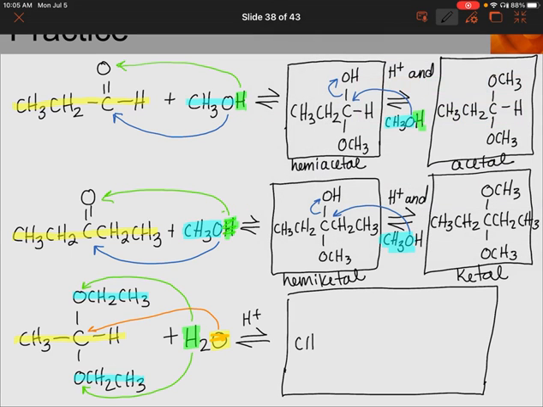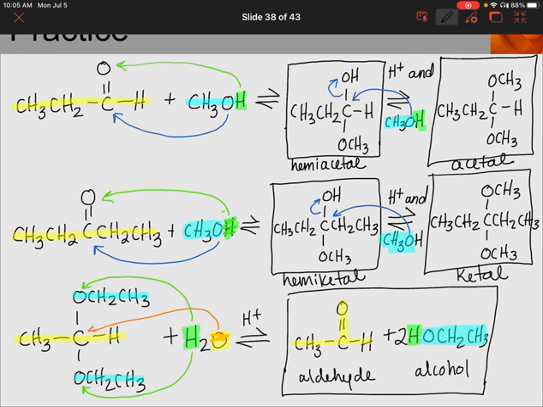So we'll end up with our aldehyde, and then also our two alcohol molecules. And I'll put a 2 in front. Okay, so we started with an aldehyde and two alcohol molecules.